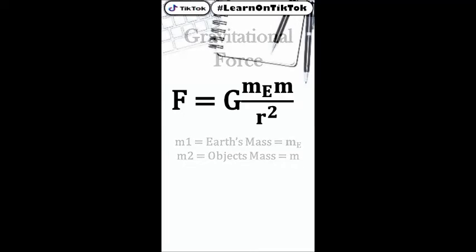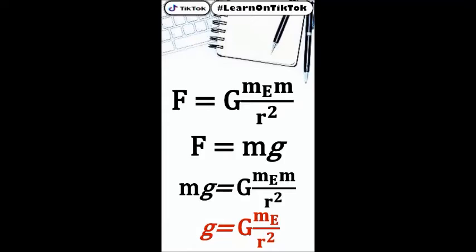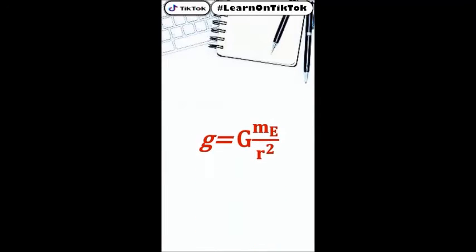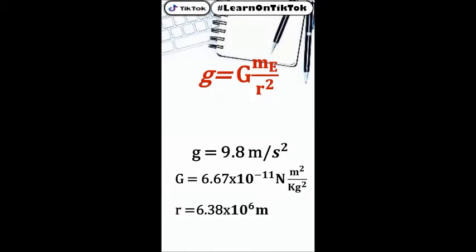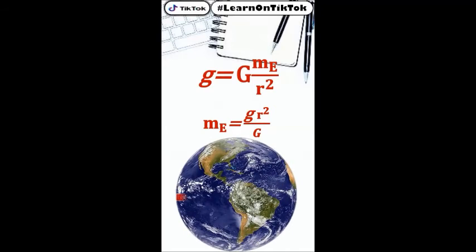Remember that the weight of an object is equal to mass times the acceleration due to gravity. Equating the two equations gives acceleration due to gravity equal to the universal constant times the mass of the Earth over the square of the distance. If the acceleration due to gravity, universal constant, and the distance r or the radius of the Earth are given, then we can calculate the mass of the Earth. Take note that the object is near the Earth's surface, therefore the distance is approximately equal to the Earth's radius.